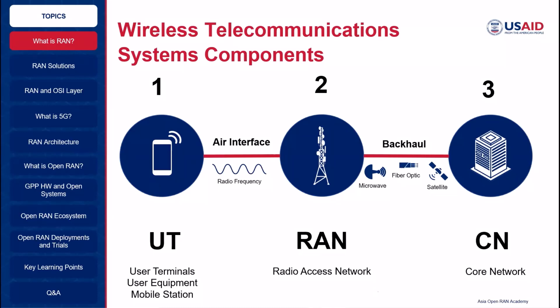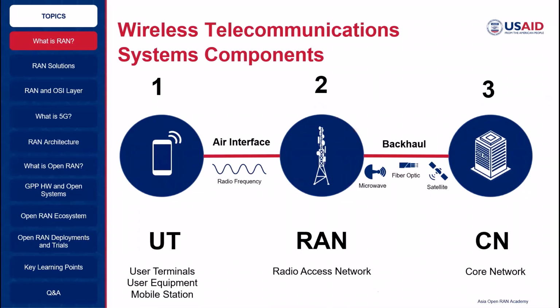Okay, so whenever we want to access some services, we need to get it in the core network. So the core network probably connects us to other core networks or other servers or through the internet, for us to be able to access those services.